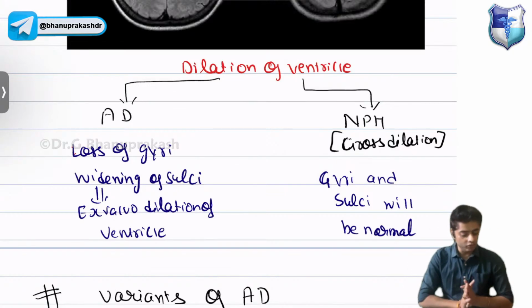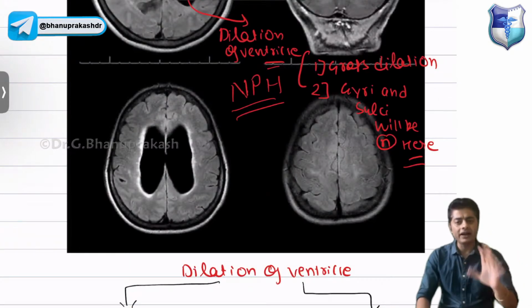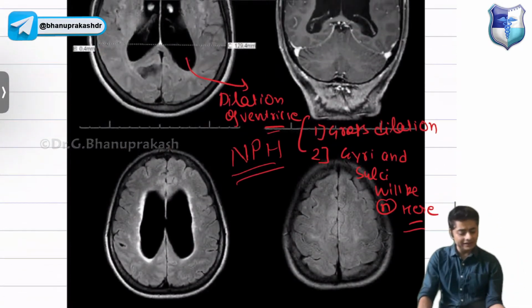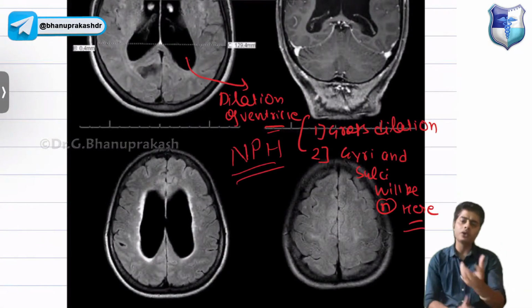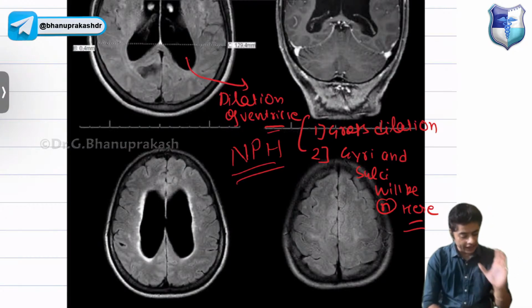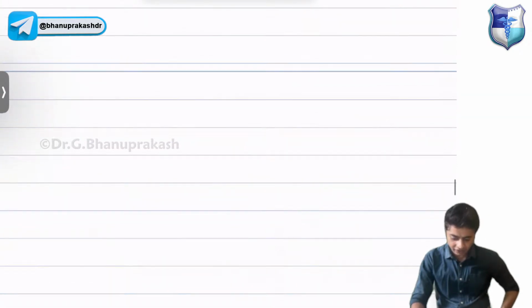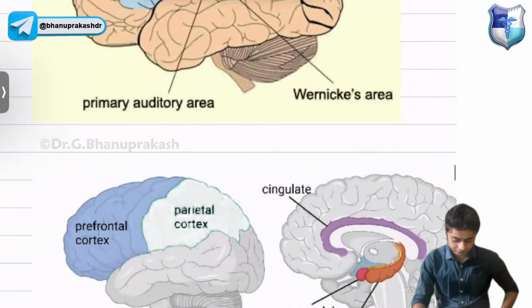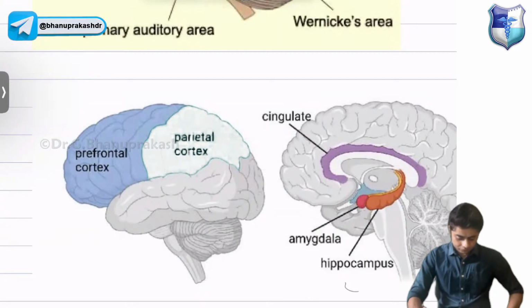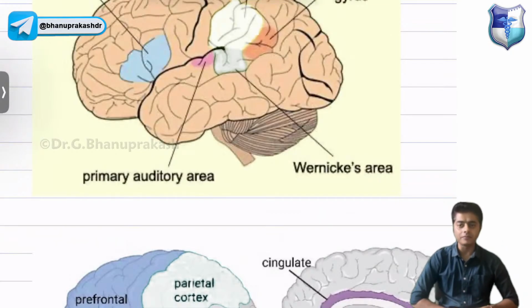Has everyone understood? Shall we move forward? Anyone having any doubt? CT scan, MRI, normal findings of anatomical section of Alzheimer's disease. We have compared Alzheimer's disease with NPH, especially on CT or MRI findings, that is the enlargement of ventricles. How to know if it is Alzheimer's disease or NPH? Anyone, any doubt till now? Everyone okay till now? Just give me a thumbs up.